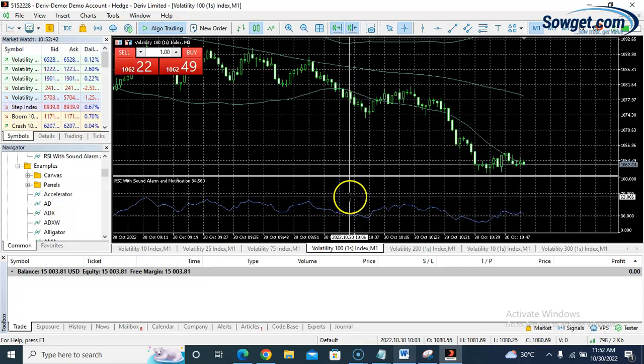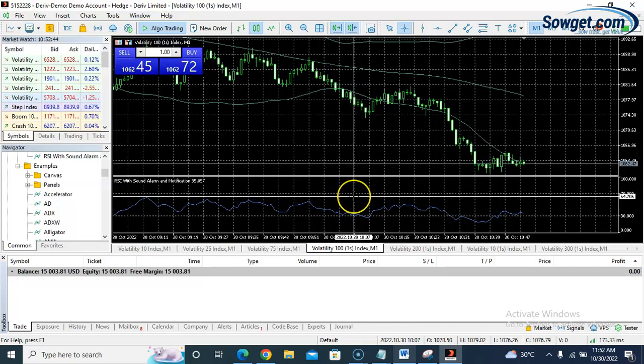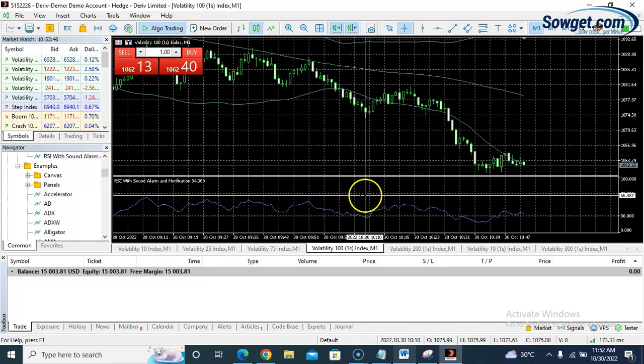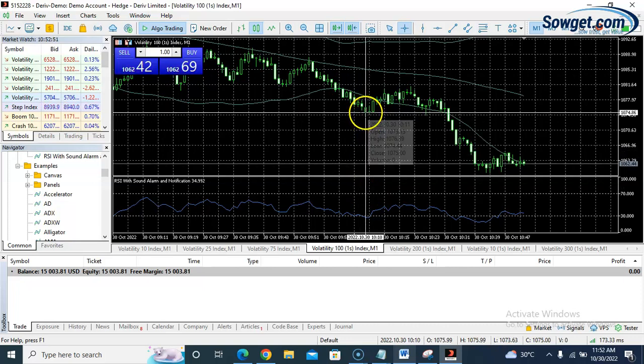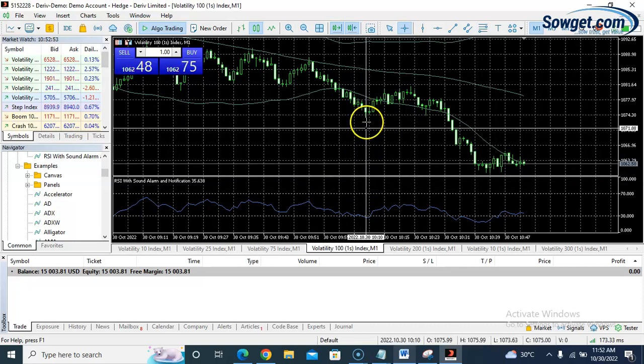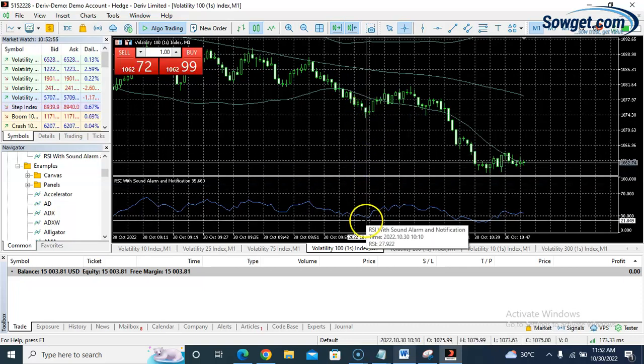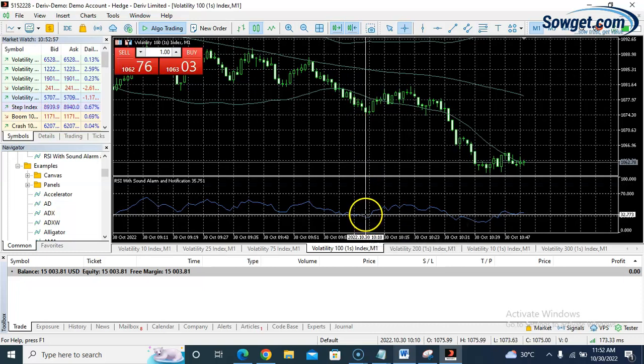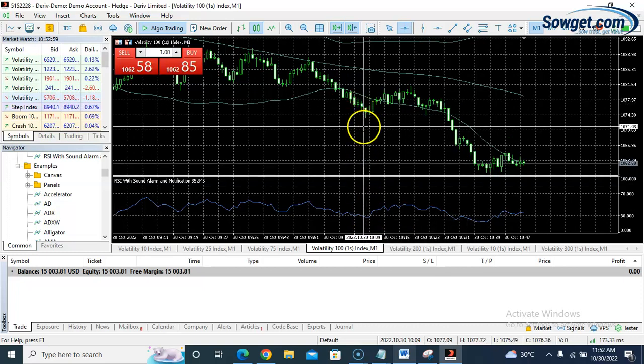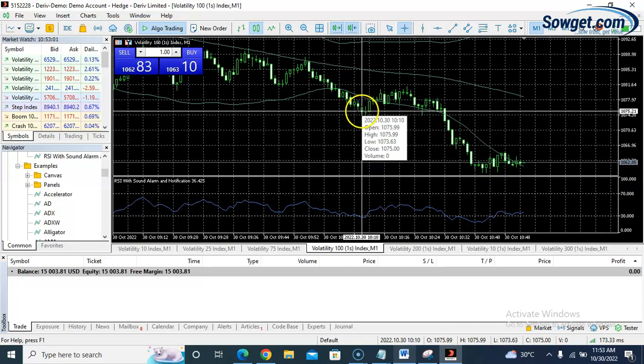So we'll continue going. Then look here. Nothing happened here. Then you can see here, the candlestick closed below the Bollinger Band, carefully, and the RSI was below 30. So once you notice any condition like this, you can now take a sell trade.